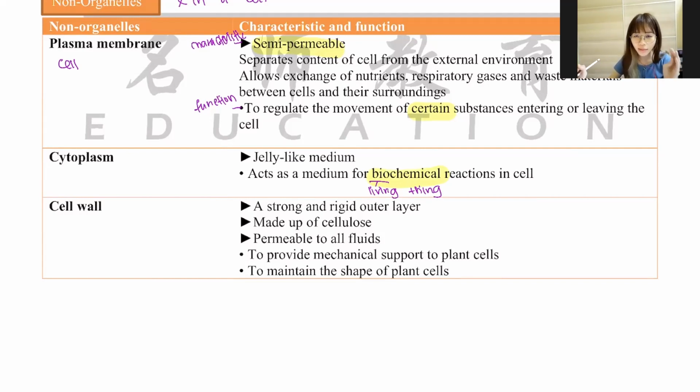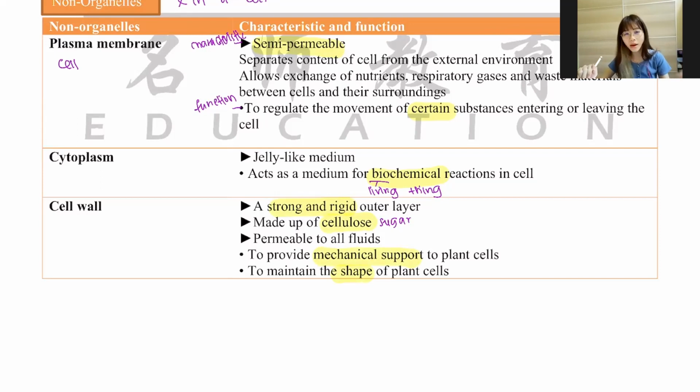Next one, we have the cell wall. Okay, cell wall, very important. Number one, in order to maintain the shape of a cell, this is what we know, right? In order to maintain the shape of the cell, the cell wall must be strong and rigid. This is the characteristic. If you want to mention the mechanical support and maintaining the shape, the characteristic is what? Strong and rigid. Okay, strong and rigid is very, very important. Next one, made up of cellulose. This is also important. What is cellulose? Cellulose is a type of sugar that is not sweet. Okay, it's permeable to all fluid. It means it can allow all fluid to move in and out, unlike the plasma membrane. Plasma membrane is semi-permeable. This is fully permeable.